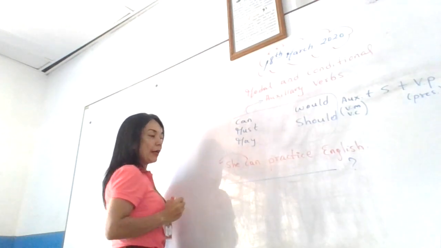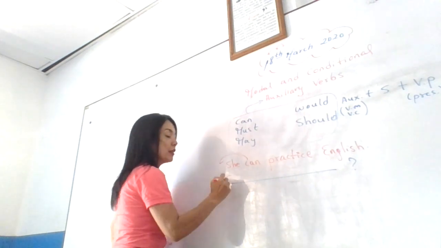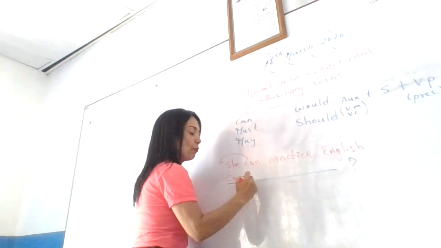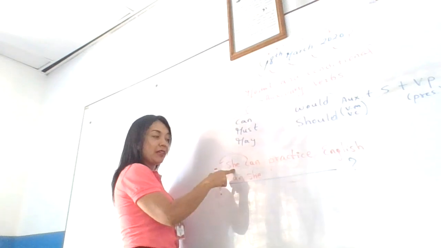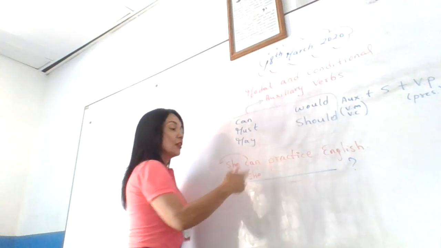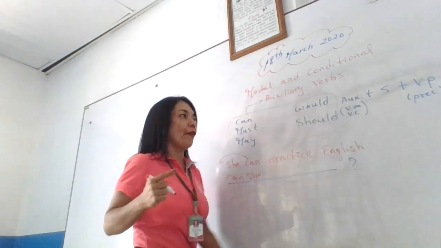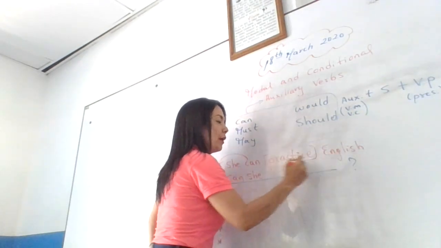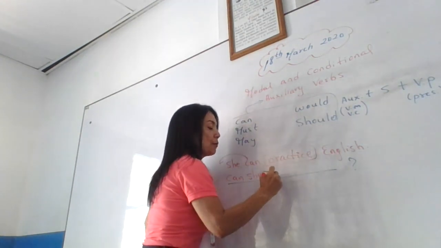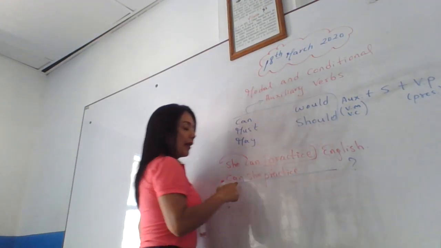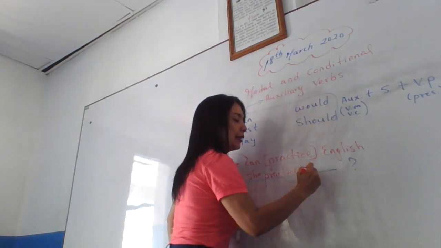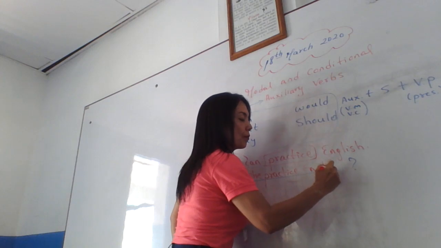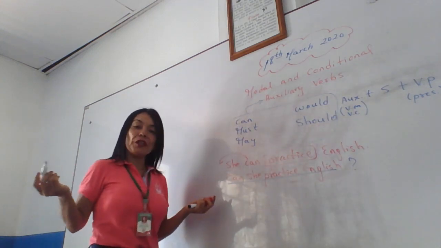You pass the auxiliary to the first part of the question, can, and then you write down the subject. The subject in this case is she. Then the structure requires the main verb, and the main verb of our sentence is practice. Can she practice English? And so you got your question.